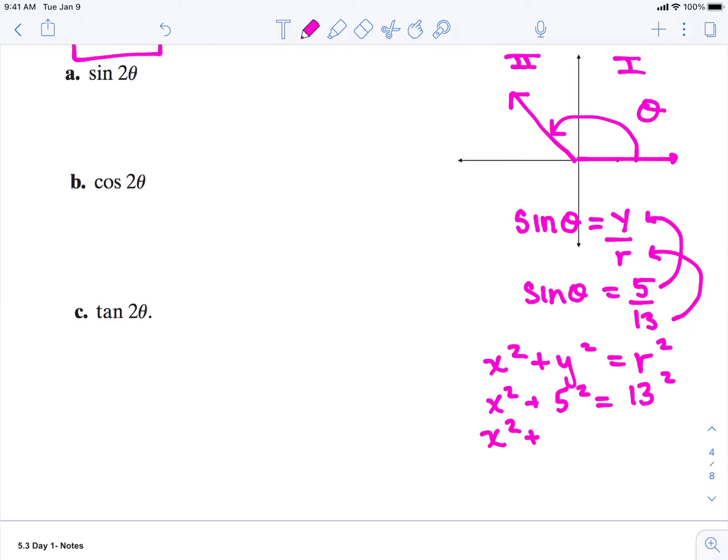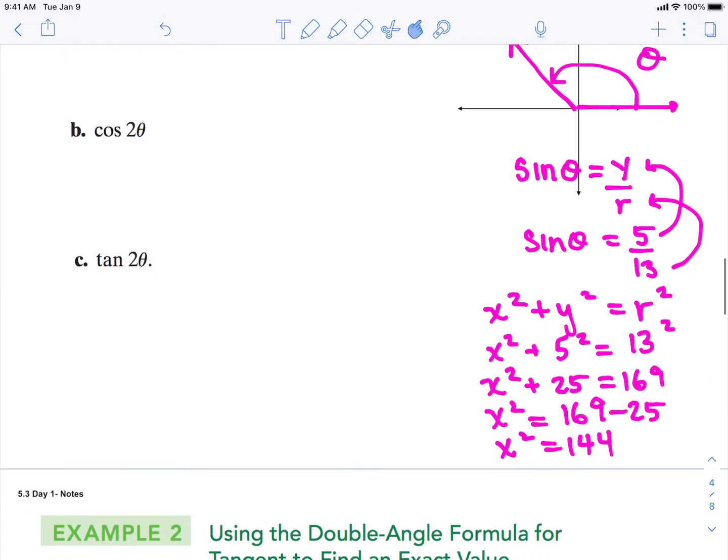So we get x squared plus 25 equals 169. Now we subtract 25 from both sides, giving us 144. Then we want to undo that squared, so we're going to square root both sides, giving us plus or minus 12. Now we do need to be purposeful if that is a positive x or a negative x. In this case, it falls in quadrant 2, so our x has to be negative, so negative 12.